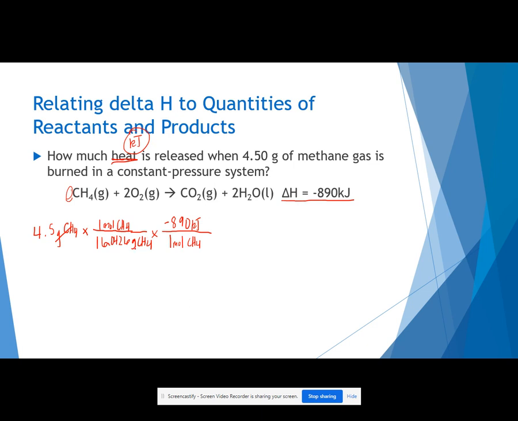So here if I cancel grams, cancel moles, I'm left with kilojoules of CH4, and I can go ahead and solve this equation. So if you go grab your handy dandy calculator, 4.5 divided by 16.0426 times negative 890 tells me that if I had 4.5 grams, the amount of heat released is going to be negative 249.65 kilojoules.